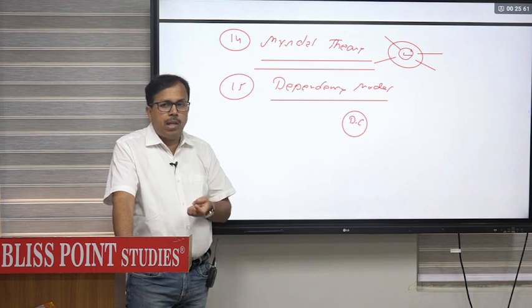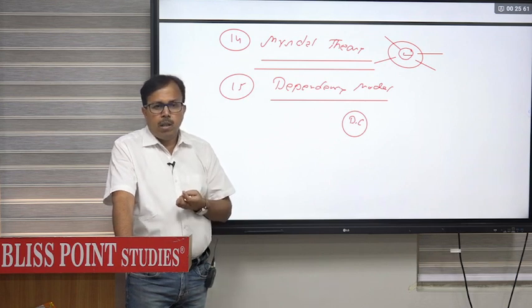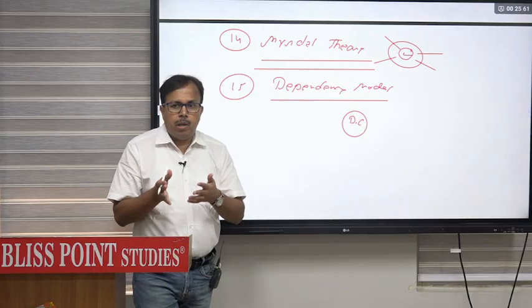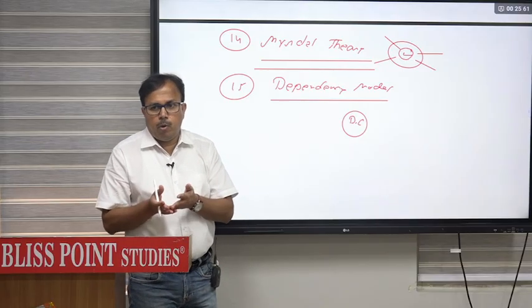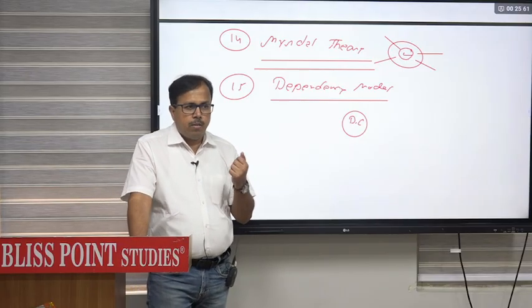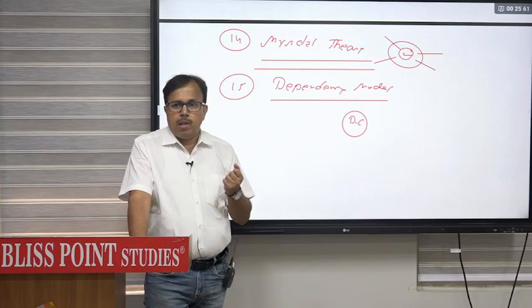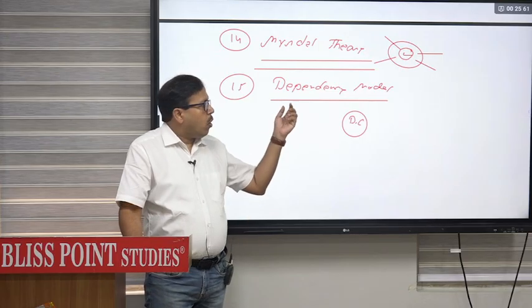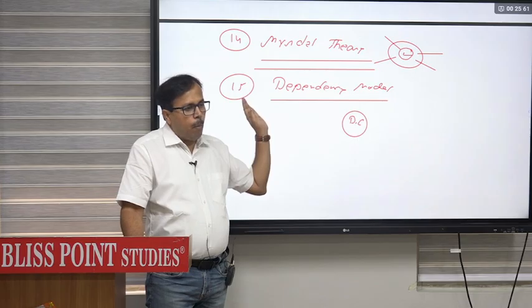And why are they dependent? In what way are they dependent? In what way do developing countries depend upon the developed countries? They depend in terms of technology, they depend in terms of capital. So the growth of one depends upon the growth of the other.